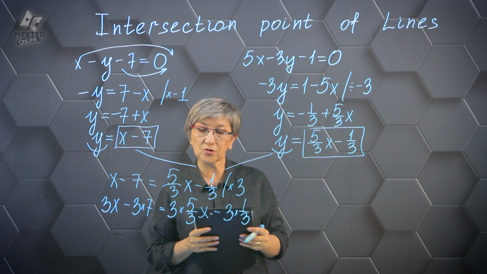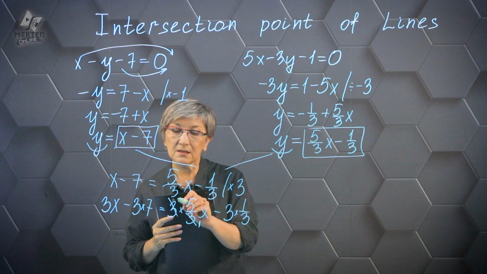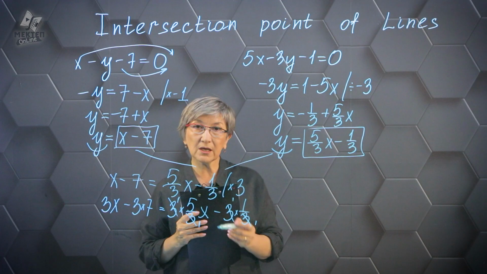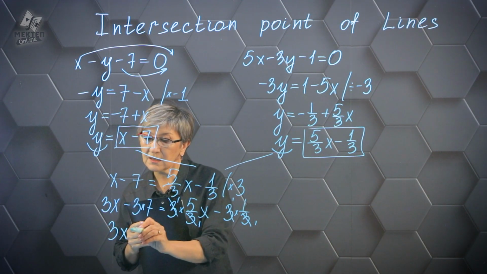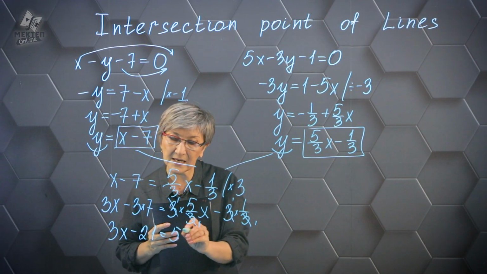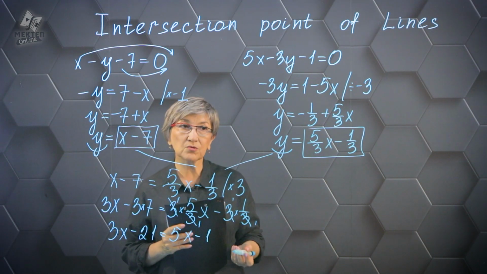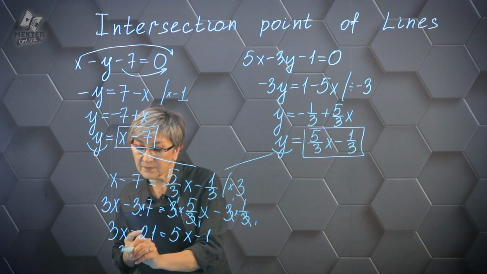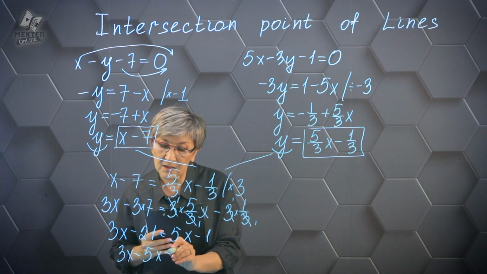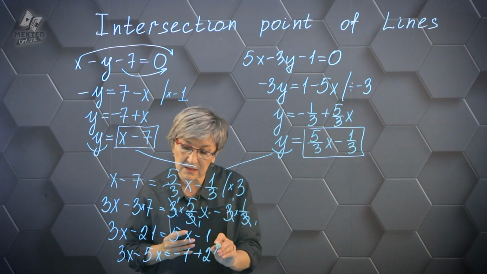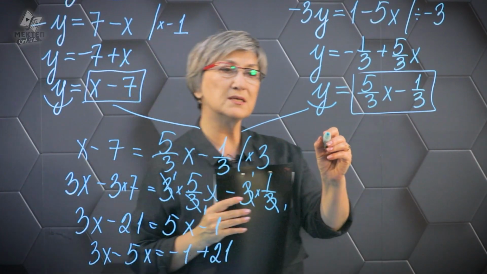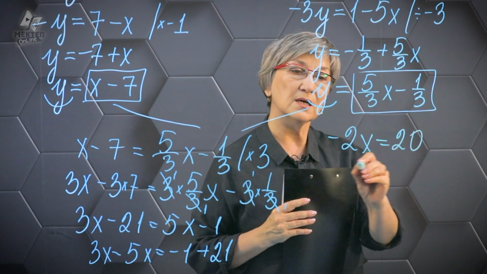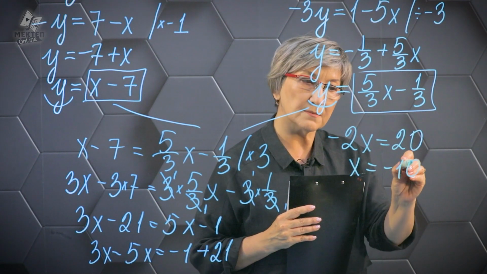Consequently, multiplying by 3, on the right side, I can divide both 3's by 3. And in the second addend. Consequently, our equation looks like this. 3x minus 21 equals 5x minus 1. In this case, we can find the value of x. We move the x's to one side. 3x minus 5x equals minus 1 plus 21. Thus, 3x minus 5x equals minus 2x equals minus 1 plus 21, which is 20. So, x is equal to negative 10.